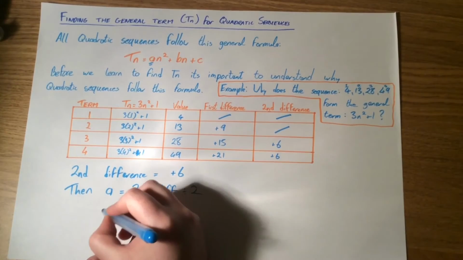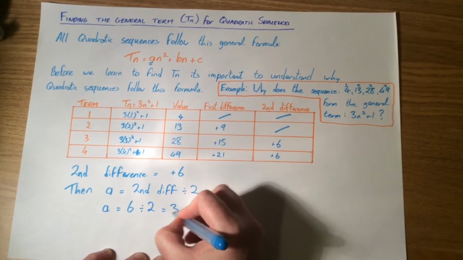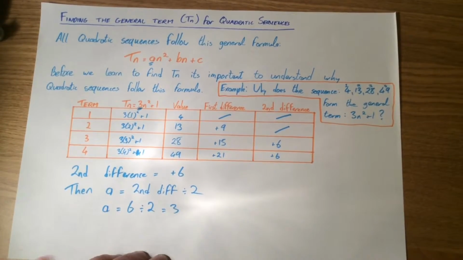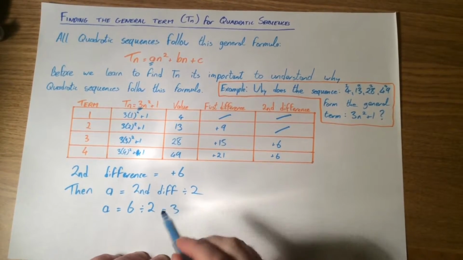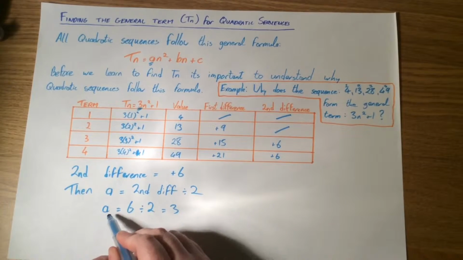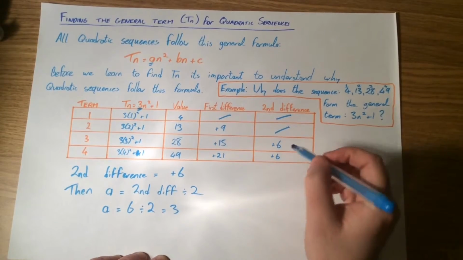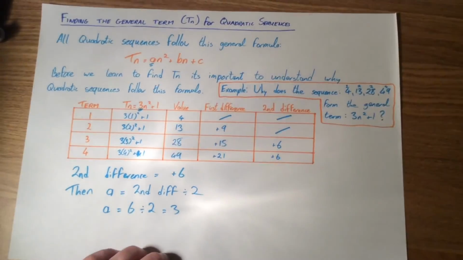divided by 2. So in this case, a is equal to 6 divided by 2, which is equal to 3, which is what we have, 3 in front of that. That happens for all quadratic sequences. If you don't understand this, rewind, watch it again. Make sure you understand where a comes from. It's always the second difference divided by 2, because we're going to use this fact to actually find general terms for ourselves.